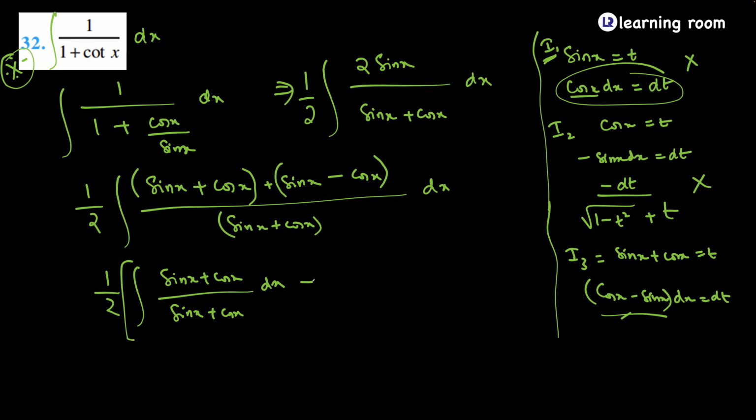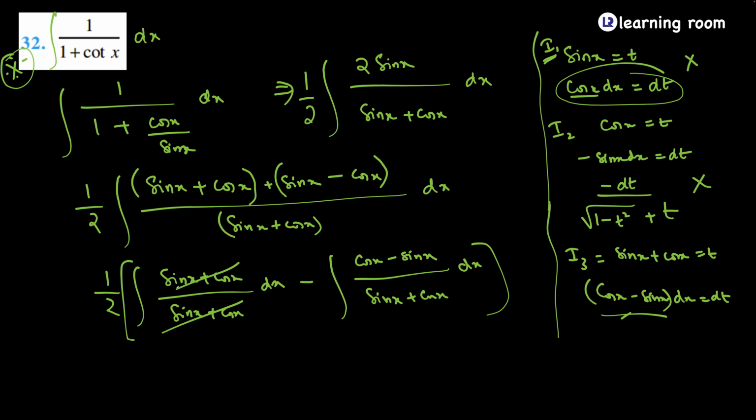Plus, or I will take the minus outside, integral of cos x minus sin x. Did you understand what I did here? I took the minus outside, cos x minus sin x divided by sin x plus cos x dx, so that both the purposes are solved for me. Here, I have eliminated the denominator itself. Here, if I put the denominator as t, numerator is dt, done.